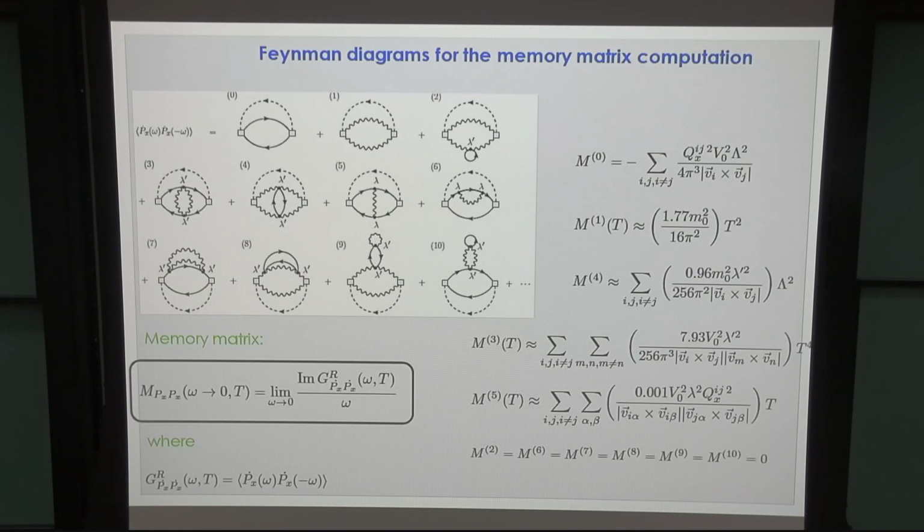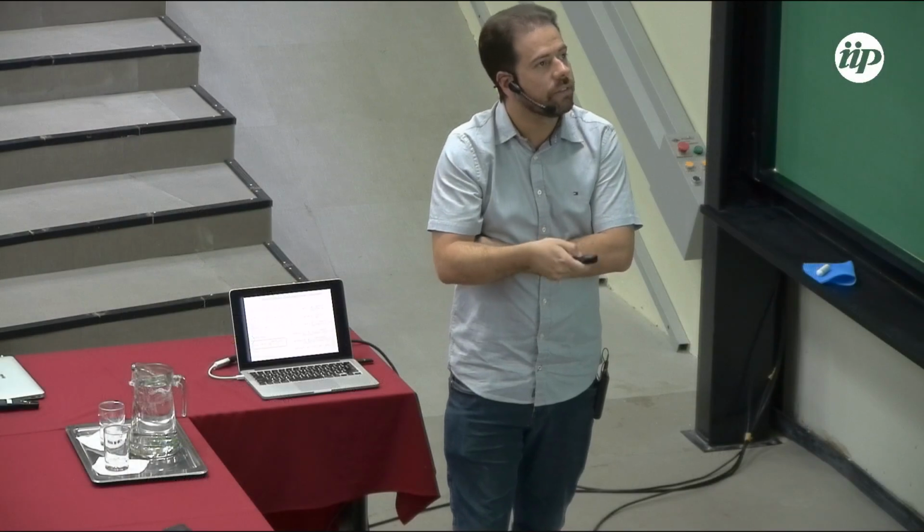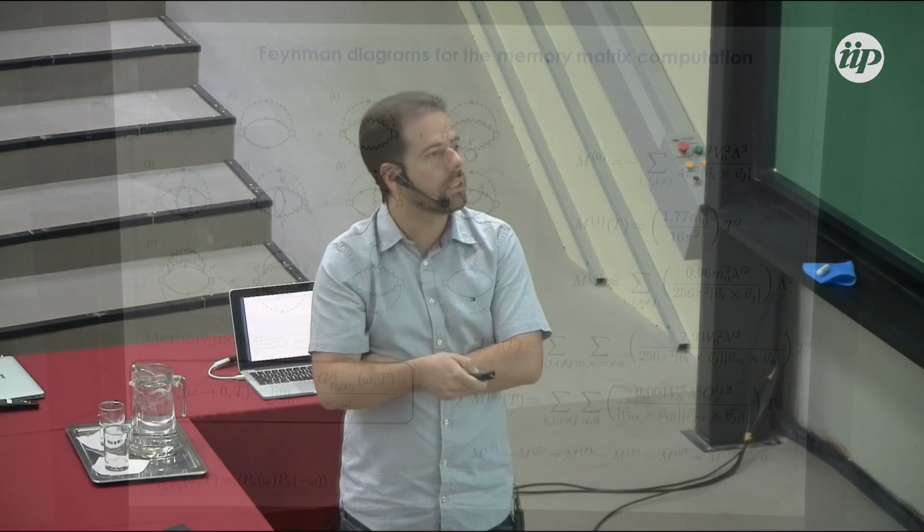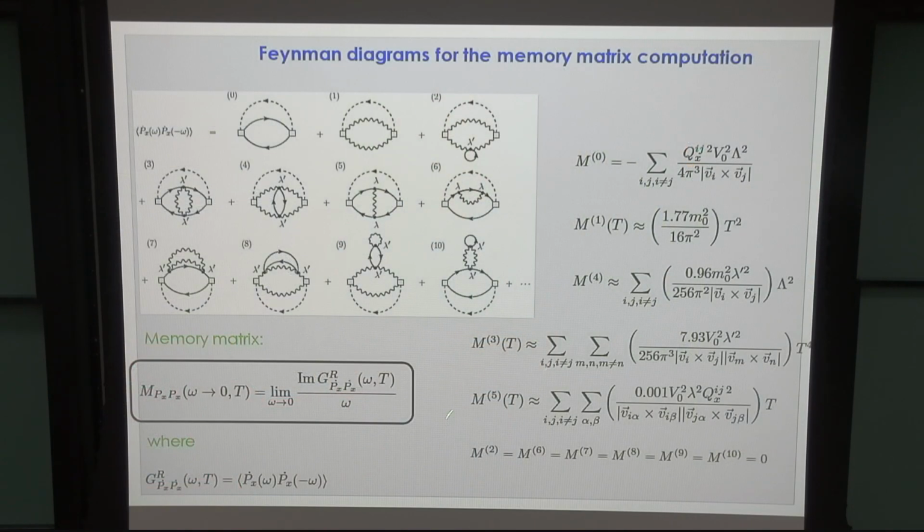Okay, so to calculate the memory matrix, one has to calculate many diagrams. So we are calculating in a perturbative fashion. Here I show you all the diagrams that we have to calculate. So this is M0, M1, M4, M3, 5, and so on and so forth. And as you see here, there are many different contributions.